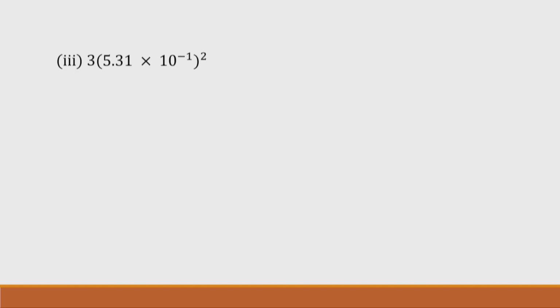Next one, 3 into (5.31 times 10 to the power of negative 1) the whole of it to the power of 2. So we will have to proceed as in the previous slides. 3 into 5.31 squared times 10 to the power of negative 2. Now 5.31 squared will give me 28.1961.